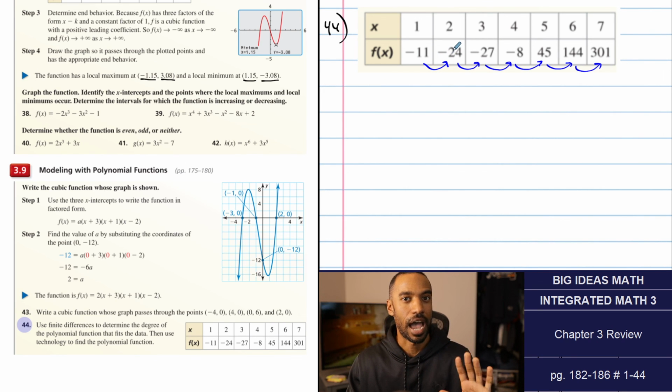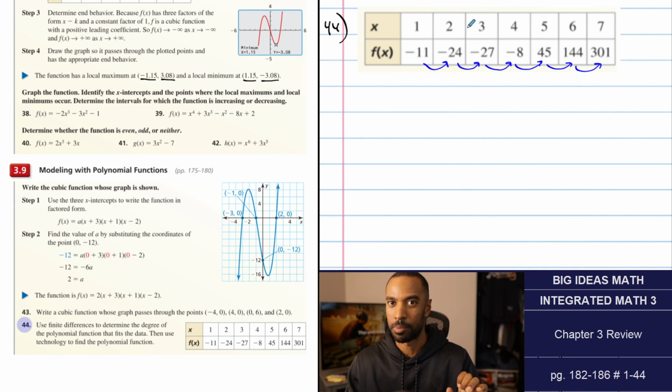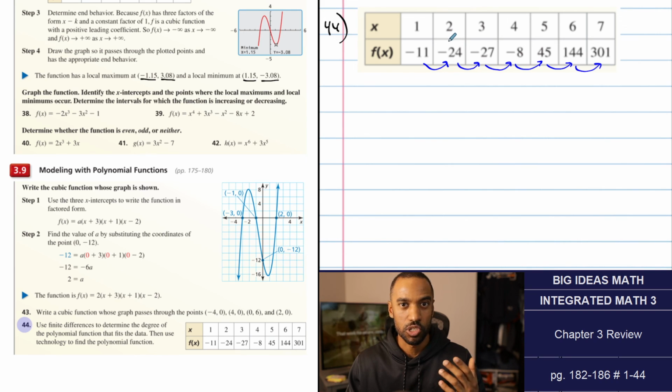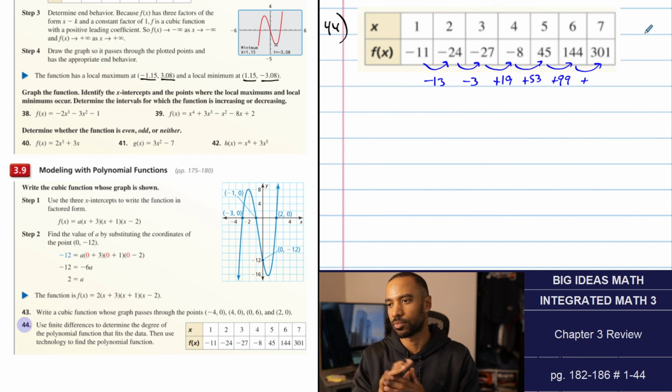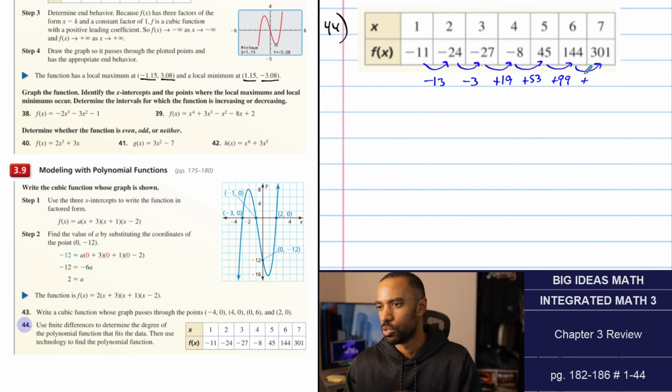This is where I may make mistakes. This is where I'm going to say use a calculator. I'm stubbornly, whatever, not going to, but I may make mistakes. So be cautious. I will fix them if I mess up. I'm finding the differences between each number. I get to subtract 13 here, minus 3, and plus 19, and then plus 53, plus 99, and plus 157.